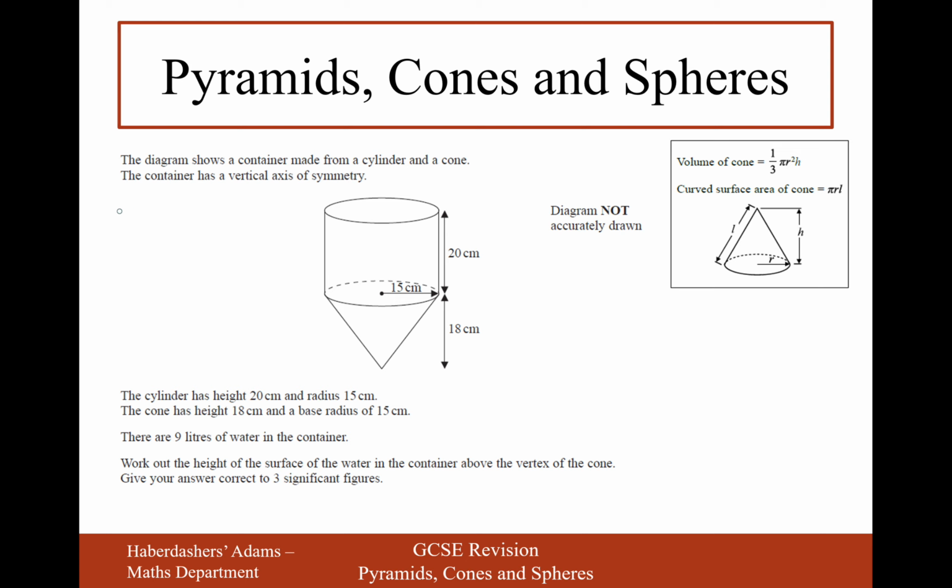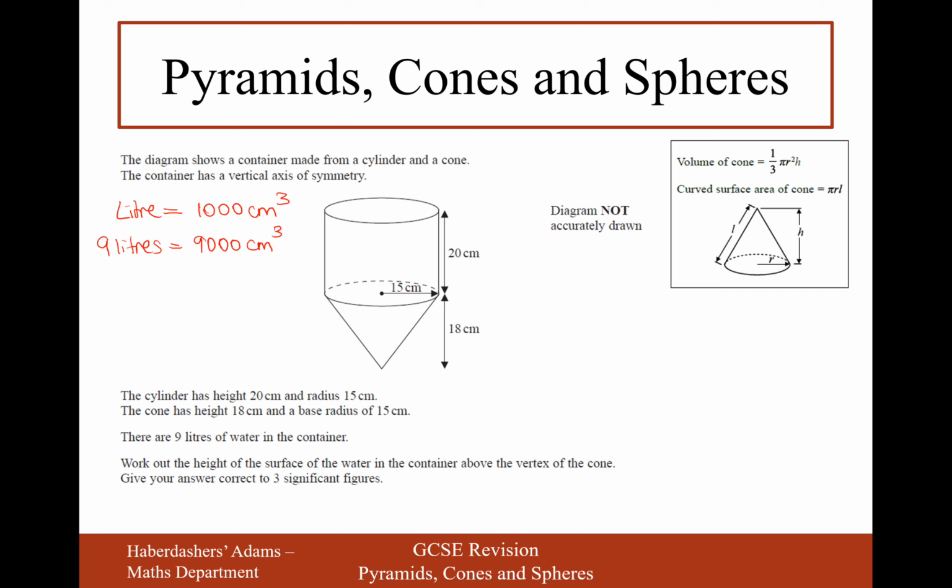So just to start off with, just a reminder of what a litre is. A litre is 1,000 centimeters cubed. So therefore 9 litres is obviously going to be 9,000 centimeters cubed.